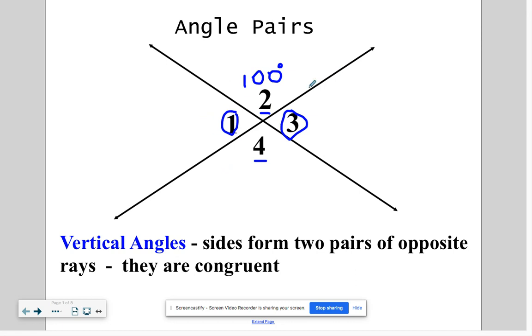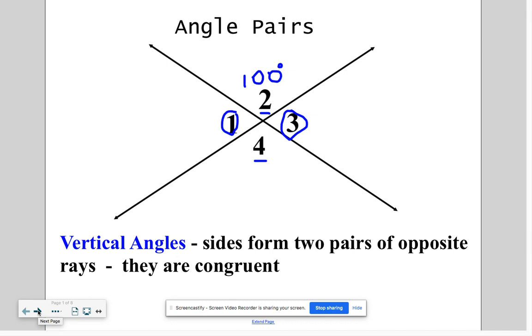You do have lines here, right? So if you know one angle, you could use the idea of a straight line, that there's 180 degrees in a straight line, which you could figure out angle 1 is 80. And of course, if angle 1 is 80, then angle 3 would be 80, right? So pretty simple concept. Vertical angles are angles that are across from each other when two lines intersect.